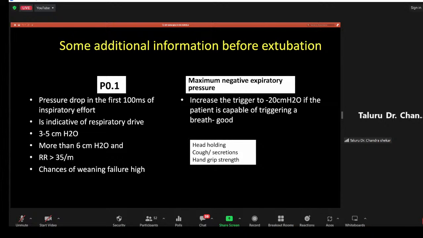When you are finding it difficult to extubate or difficult to wean, these are the things you can additionally look at, which are already there in your ventilator. Only knowing where to look makes the patient much safer, and we are in a safer boat.